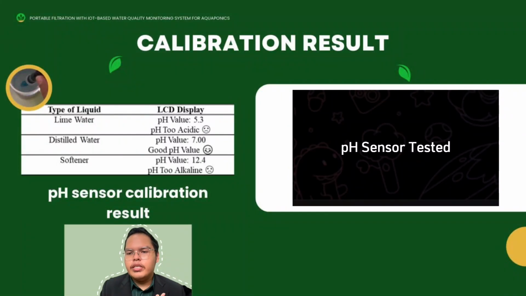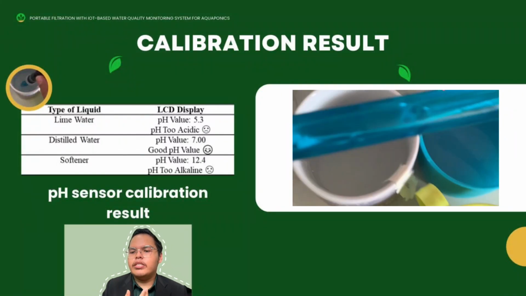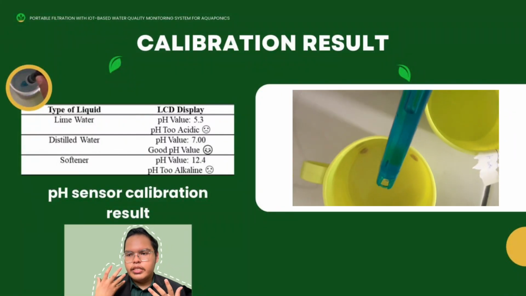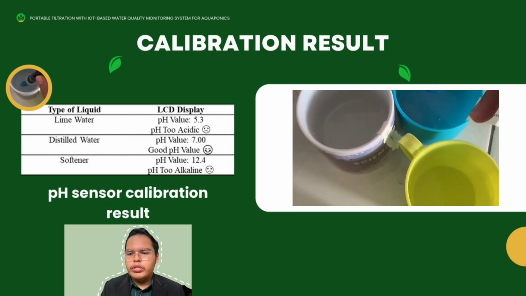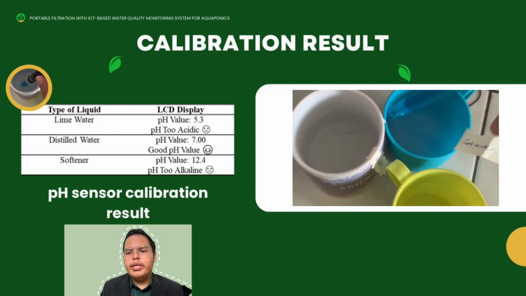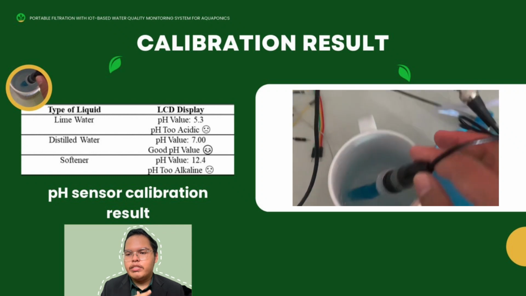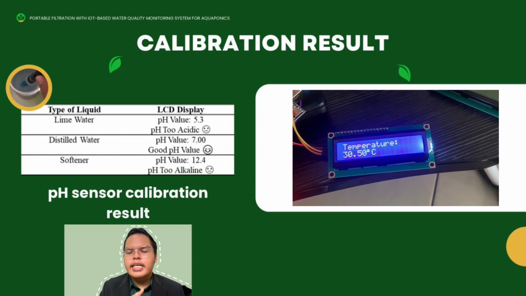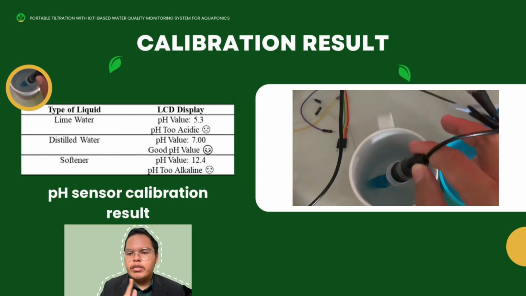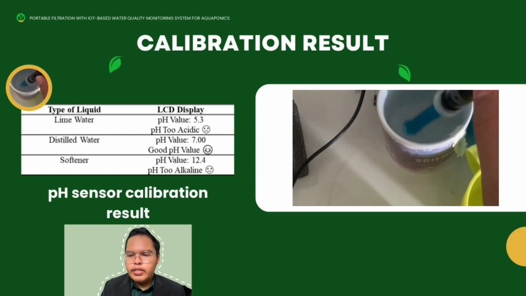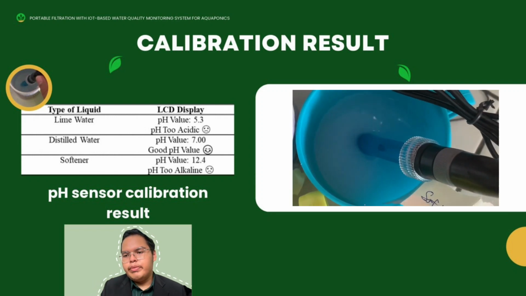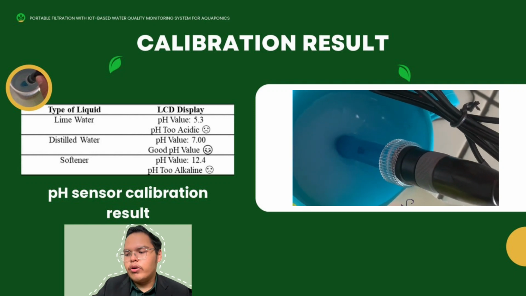And for the pH sensor calibration result, this is the result for lime water, distilled water, and softener. Lime water we know as acidic, and the pH value shows 5.3. Distilled water shows 7, which is neutral, and for the softener the pH value shows 12.4.